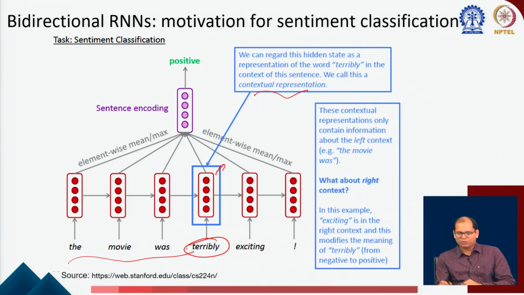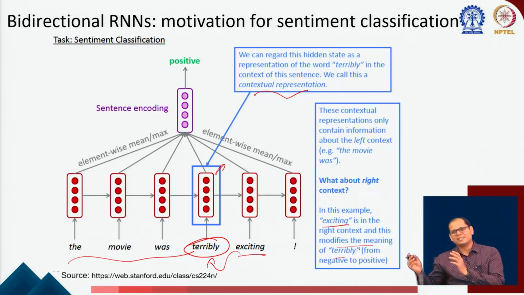But if you knew that the right word is "exciting," this would have turned into a positive sentiment, right? That's what the writer would have wanted. In "terribly exciting," terribly carries more of a positive sense. So "exciting" modifies the meaning of the word "terribly" from negative to positive. I could have got this if I also had the information from right to left. But in an RNN we are only going from left to right. How do I get information from right to left?